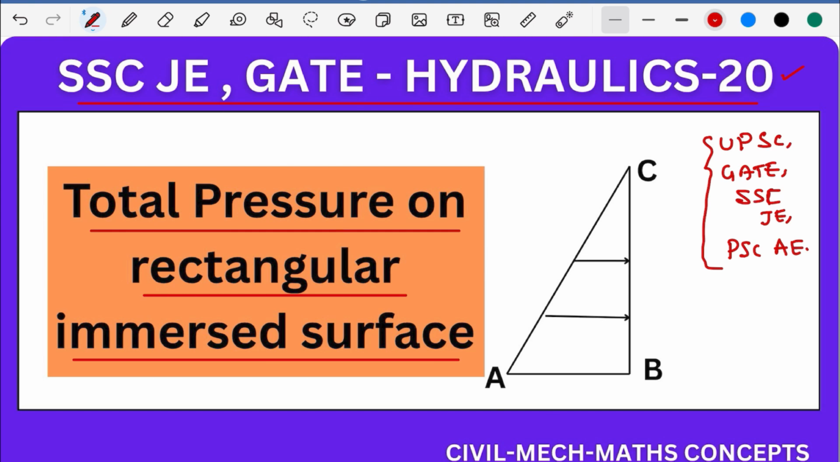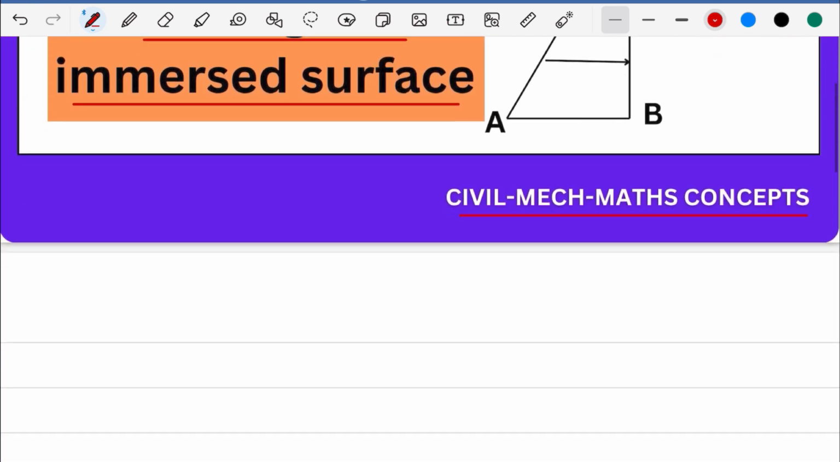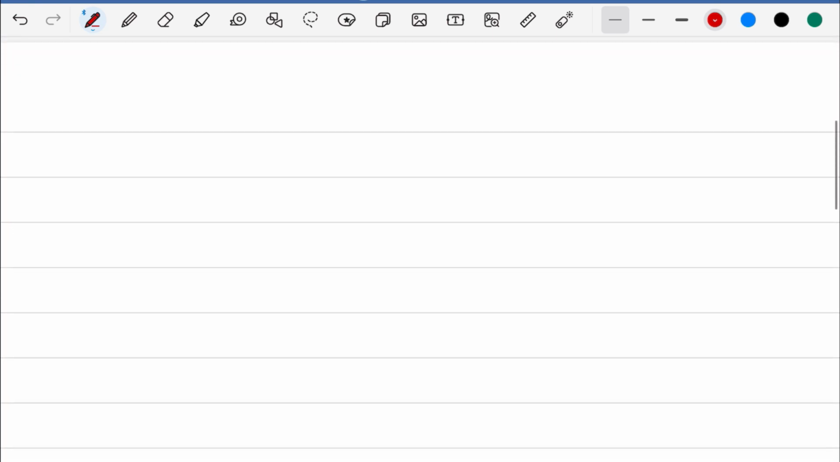Now, we have to calculate the total pressure on a rectangular immersed surface. We will try to understand what that rectangular immersed surface is. For example, there is a water surface up to this level. Water surface is there up to this level.